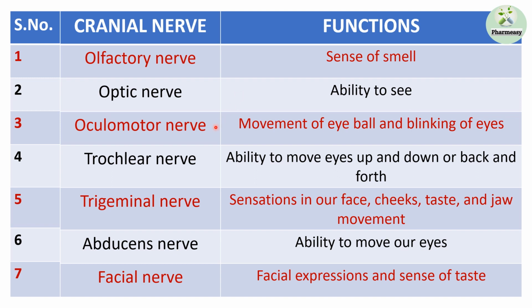Oculomotor nerve helps in the movement of eyeball and blinking of eyes. Trochlear nerve helps in the movement of eyes up and down or back and forth. Trigeminal nerve stimulates sensations in our face, cheeks, taste, and jaw movement. Abducens nerve has an ability to move our eyes. Facial nerve provides nerve function in the facial expressions and sense of taste.